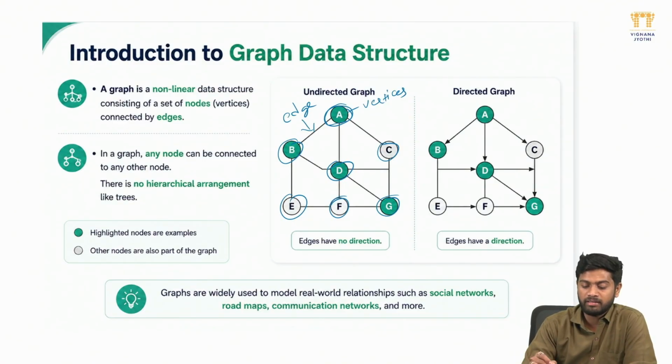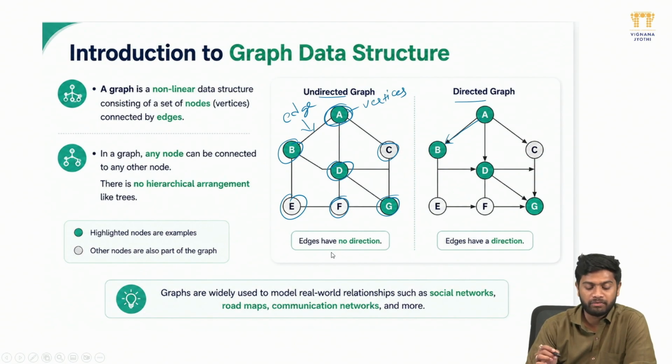This graph can be defined as an undirected graph. This graph can be defined as a directed graph. We have a particular direction from A to B or from A to D. Either it may be A to C, like B to D, E to F, D to E. These are all directions. This graph doesn't have any sort of directions.